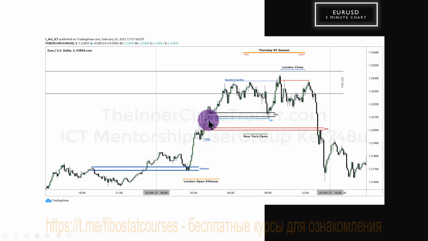But because it traded up from here all the way up into the fair value gap, this becomes far less likely to be a factor for New York or even a trade for the day for a long. Because what we have done is we traded to the discount level of that fair value gap on the daily chart, and then we went to consequent encroachment.